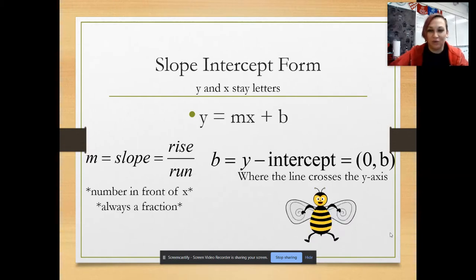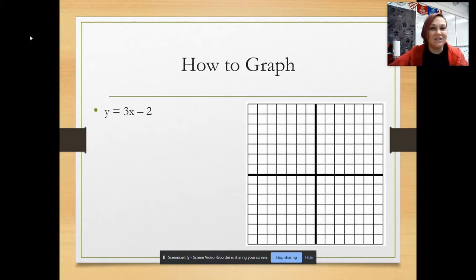Let's try some problems. Here is our first example, y equals 3x minus 2. Make sure on your graph paper to draw your coordinate planes. You need your x and y axes. It doesn't need to be too big. You could go up anywhere between 5 and 10 in every direction, okay?